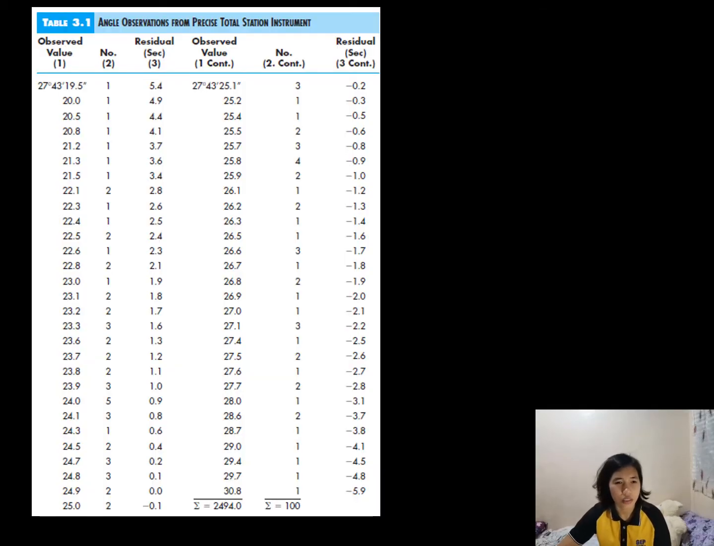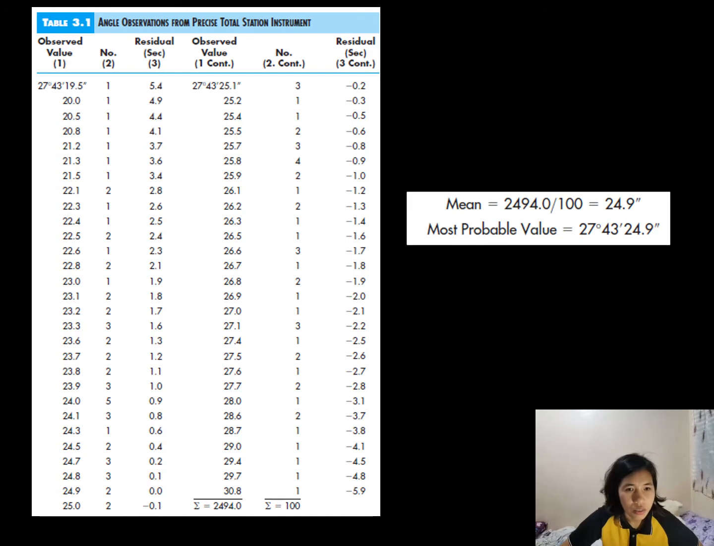Okay? So, I have here an example. This is the angle observation from a precise total station instrument. So, maraming beses niya sinukat yung isang angle. So, we have here the mean observation of 274319, as you can see. So, the number of observation here: one time niya binasa. So, yung residual, 274319, yung second niya na reading.